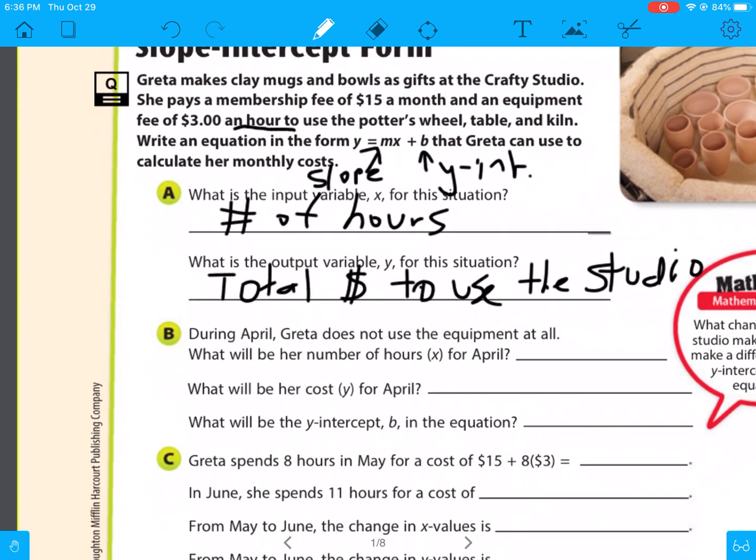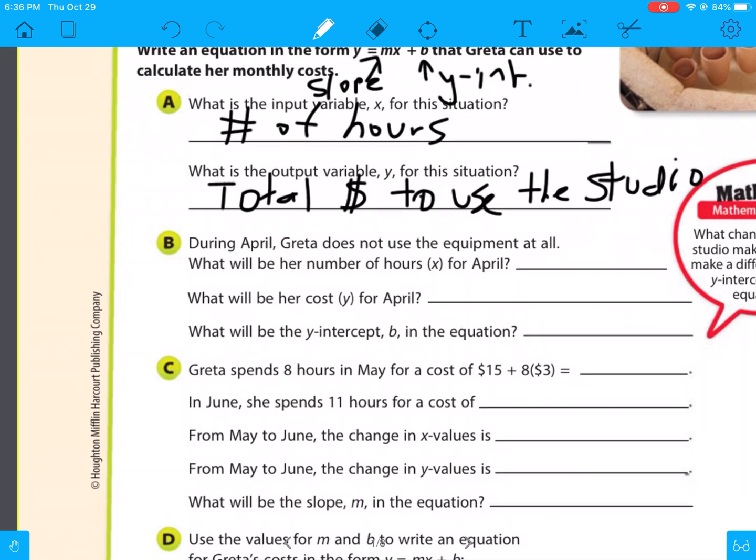So for part B, during April, Greta does not use the equipment at all. So if she doesn't use the equipment, she still has to pay, or what are the number of hours? 0. What will the total cost be? She still has to pay the $15 membership fee, so she's still going to pay $15. Then what would the y-intercept or the b be in the equation? Remember, when your x value is 0, your y value is your y-intercept. So it's going to be 15.